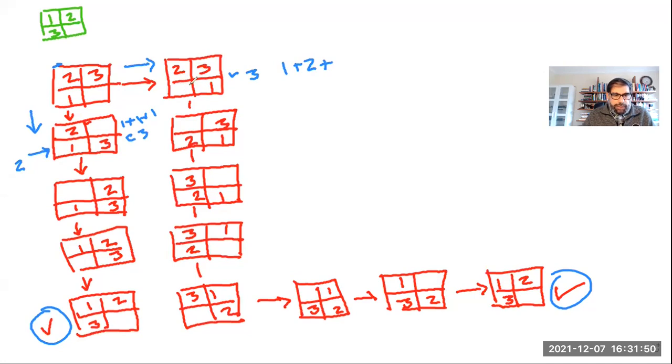Now 3 again is 2 units away. Either it has to go left and down, or down and left to 2. So this state is 5 units away from the final destination.